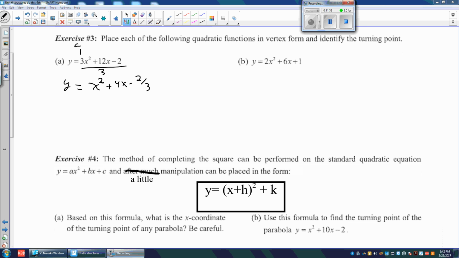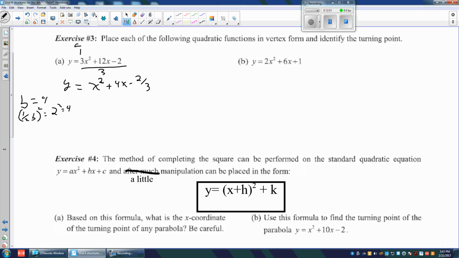So what do I want to know to put it into vertex form? I want to know that b is positive 4, and I want to know what half of b squared is. Half of b is 2, and 2 squared is 4.